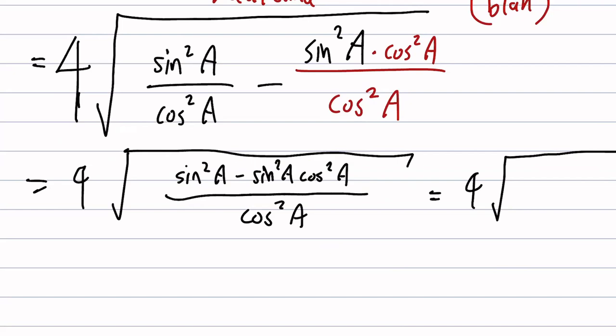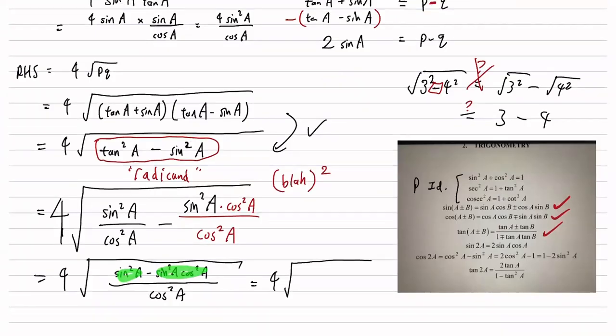In the numerator of this fraction, there are 2 terms, here and there, right? But look at the numerator of the fraction over there. Only 1. Get rid of the cosine thingy.